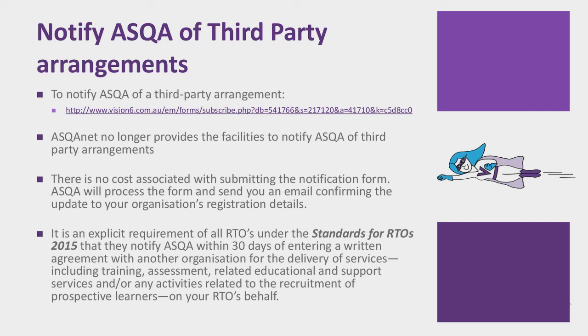So what I'm going to be doing now, this is the new way, and this is the website where you go to. To notify ASQA of a third-party arrangement, you need to go to this website. Now, how do you find it when you're not requiring it straight away? You can go onto the ASQA website, and it's in there as well, how to notify ASQA of third-party arrangements. I'm assuming it's going to be back under ASQANET eventually. I don't understand why this form is not within ASQANET. It seems a bit strange to me. But this is where you can access it. So ASQANET no longer provides those facilities.